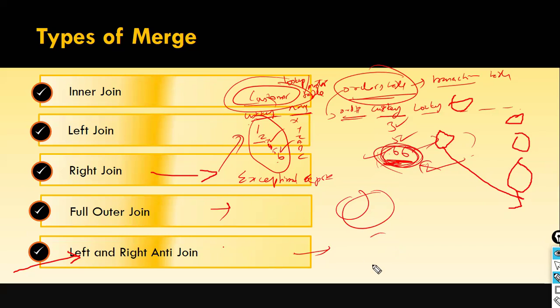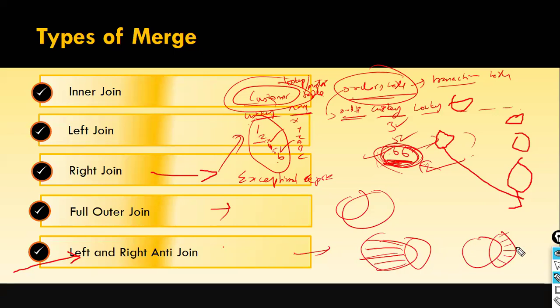I'll write the picture here. I'll put the picture here. The left anti-join returns all the values from the left side, excluding the common value between the two data sets. The right anti-join is the opposite: all the values from the right side table, excluding the common value between the two data sets.